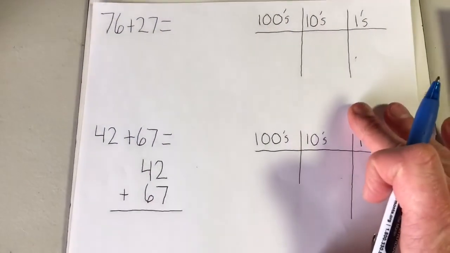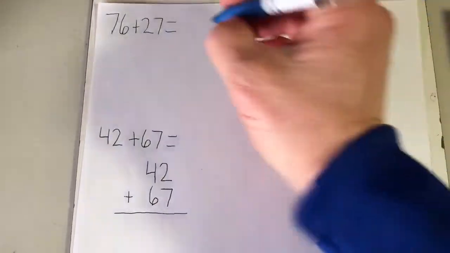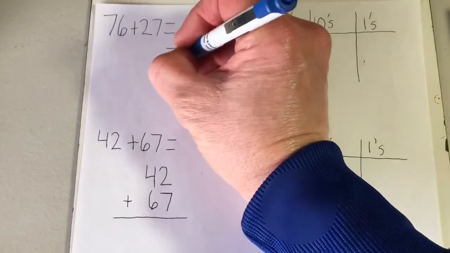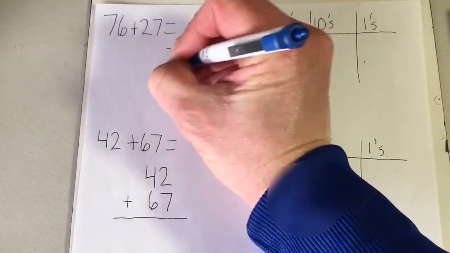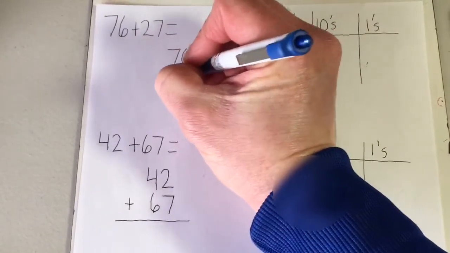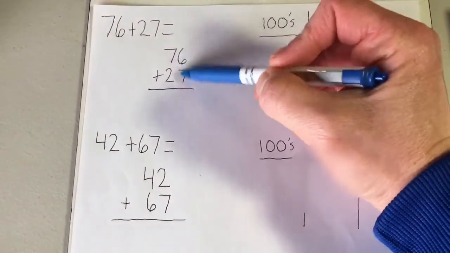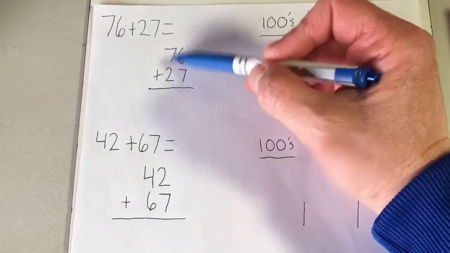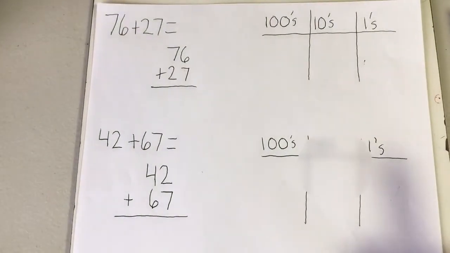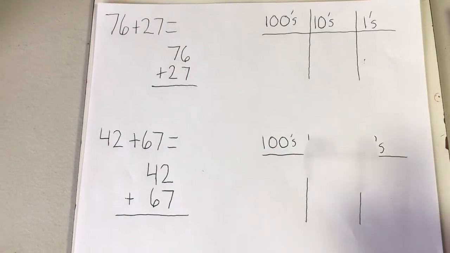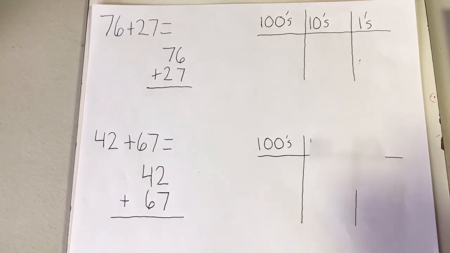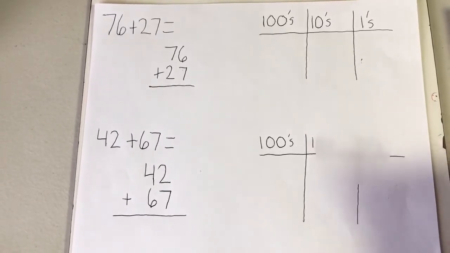Let's see how to solve the first problem. 76 plus 27. Now, I want to write it vertically, so I want to write vertical first. 76 plus 27. Now look how I carefully lined up my ones and my tens. That is very important when you're solving these math problems. Line them up correctly. The next step is to use the chip model to help me solve.